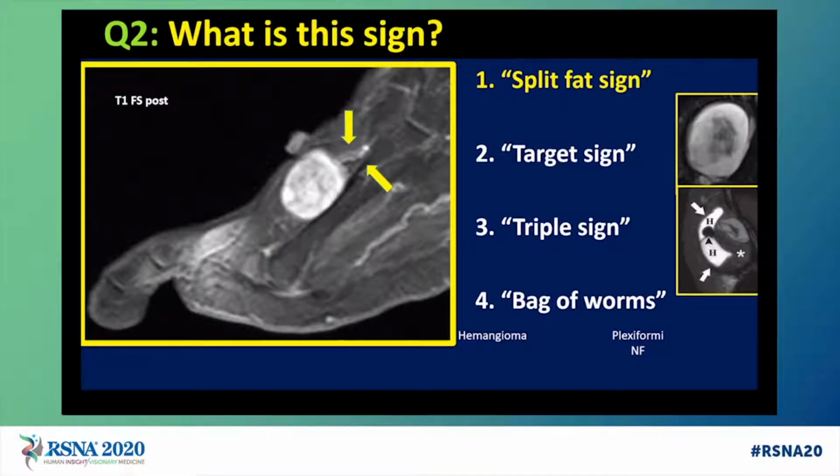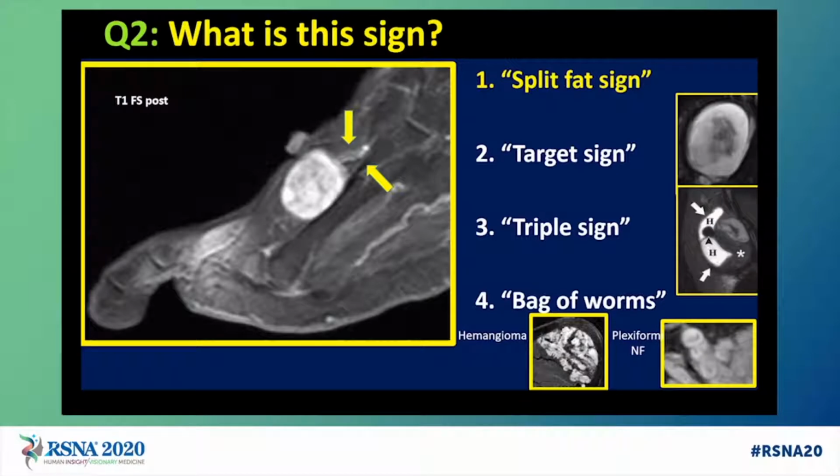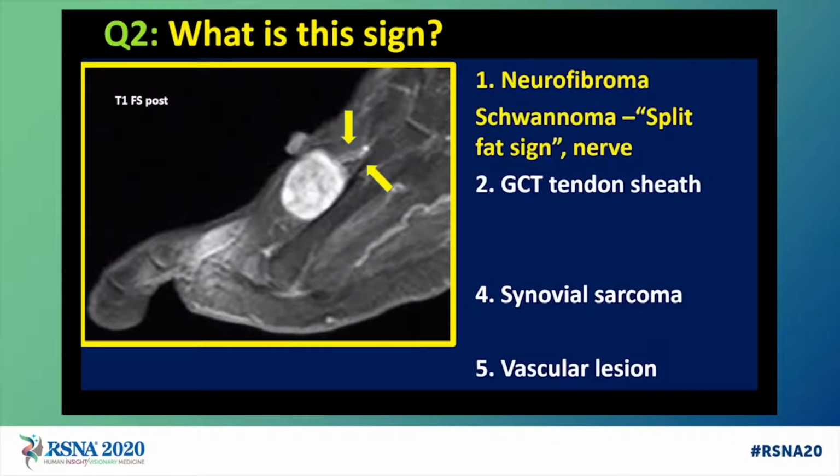The bag of worms is seen in hemangiomas and plexiform neurofibromas due to vascular tubular structures in the hemangioma and tubular-like structures in the plexiform neurofibroma. In this case, this is a neurofibroma or schwannoma. In this case, it was actually pathologically diagnosed as schwannoma with the split fat sign and nerve.